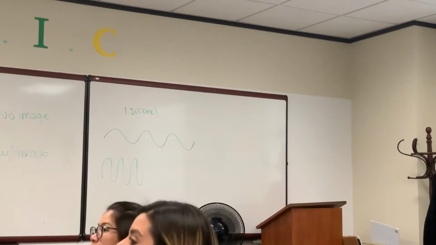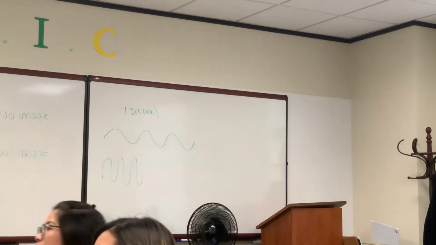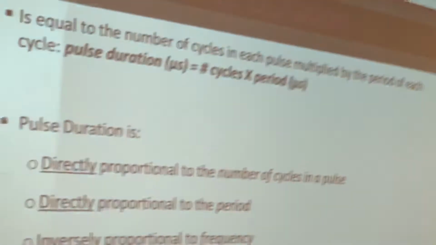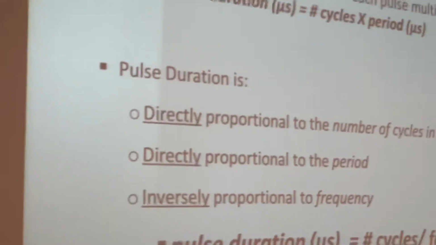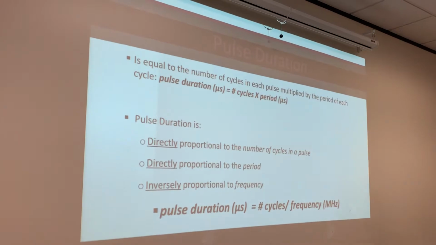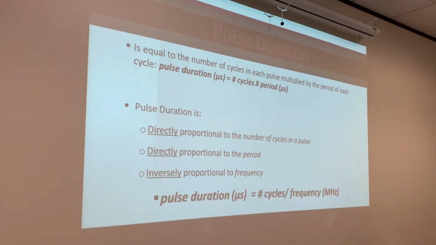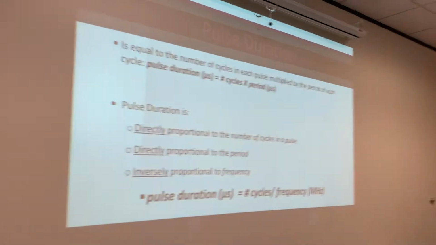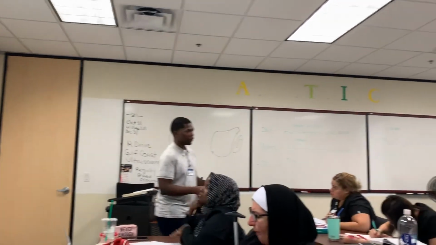So again, pulse duration is directly proportional to the number of cycles and the period. If you increase the time it takes to complete one cycle, then you're automatically going to increase the pulse duration, the time to create that pulse. Most of the time when ultrasound pulses are created, it's not going to be like this. The amount of time is going to be the same for each cycle.